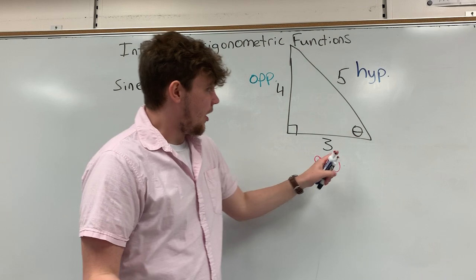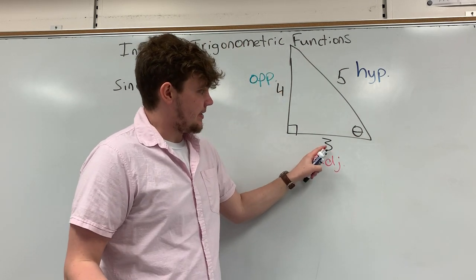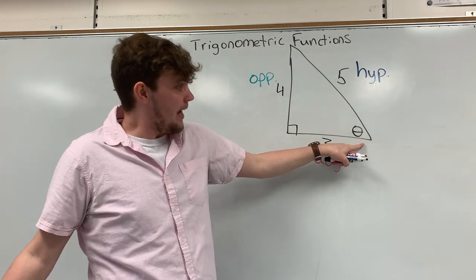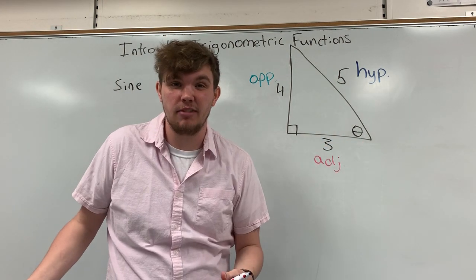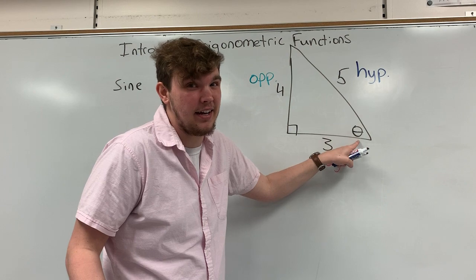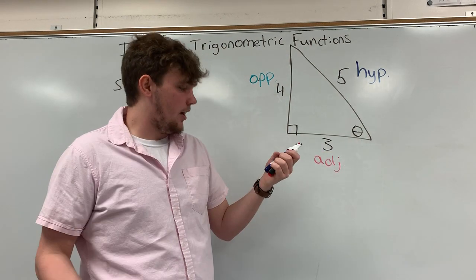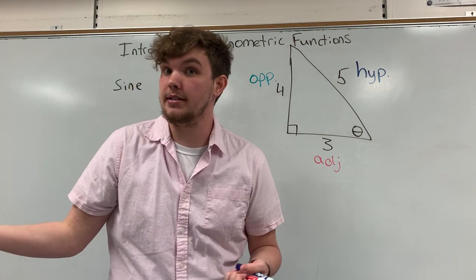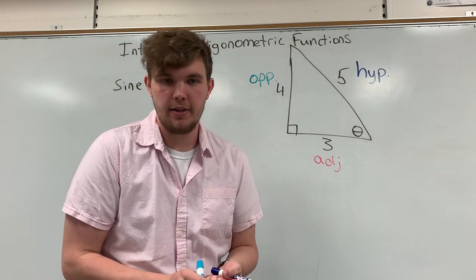And now, because that side with 3 touches or makes up the angle theta, it has to be the adjacent side, right? Because it is definitely adjacent to theta. And then that just leaves the last side. The opposite side is, of course, the side opposite to theta.